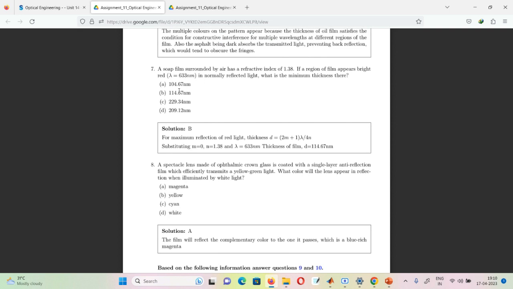A soap film surrounded by air has a refractive index of 1.38. If a region of the film appears bright red, 633 nanometers, in normally reflected light, what is the minimum thickness there? People can answer the question.